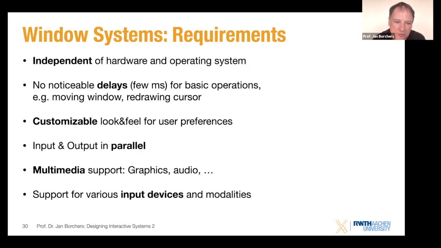More importantly, maybe for the user, is that you have no noticeable delays for the basic operations, like moving a window or redrawing a cursor. You may remember from DIS1, and if you didn't attend DIS1, take a look at this, that we had some deadlines. We figured out that there's 100 milliseconds that you have time to react to a discrete input from the user. Like the user pressing a button, you have 100 milliseconds maximum. You should be faster, but you have up to 100 milliseconds maximum to paint that button black so that the user sees that the action was received. Because 100 milliseconds is that window, remember Bloch's law and so on, in which people will still tend to perceive things as happening at the same instant.